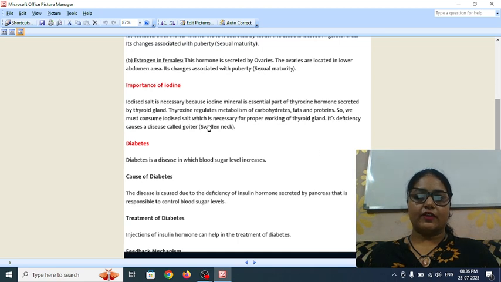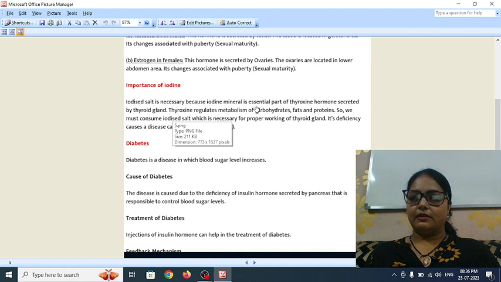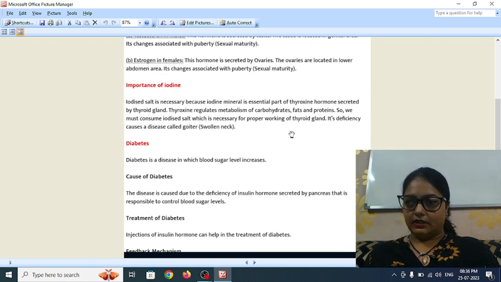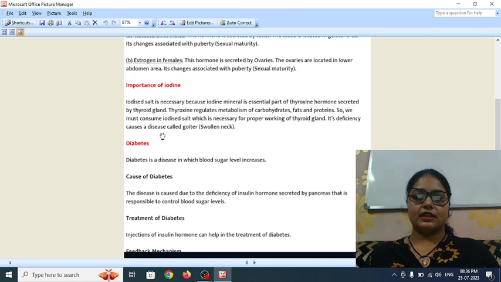Now, the importance of iodine. Iodized salt is necessary because the iodine mineral is essential for the thyroxine hormone secreted by the thyroid gland. As you know, thyroxine regulates the metabolic activities of carbohydrate, fat and protein. So we must consume iodized salt, which is necessary for the proper working of the thyroid gland. Its deficiency is harmful for our body, and it causes diseases like goiter, swelling of the neck.